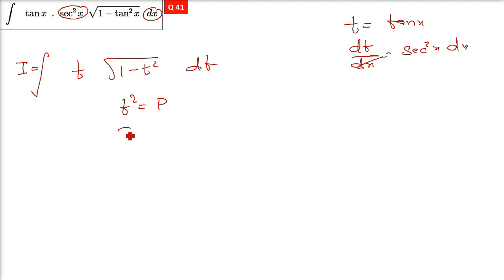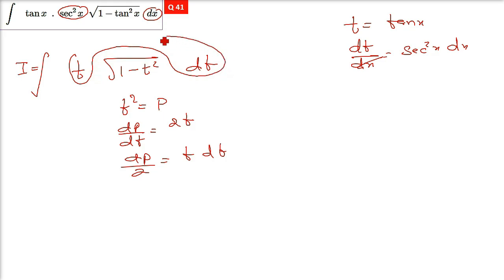So this is the double letting we are doing. Now dp by dt will be equal to 2t, so dp by 2 will be t dt. So this t dt is going to be equal to dp by 2, and root of 1 minus t square will be p. So it's the letting or assuming in two levels. So dp will be here, 1 by 2 will go here, dp by 2 actually, and root of 1 minus t square you can write just right.